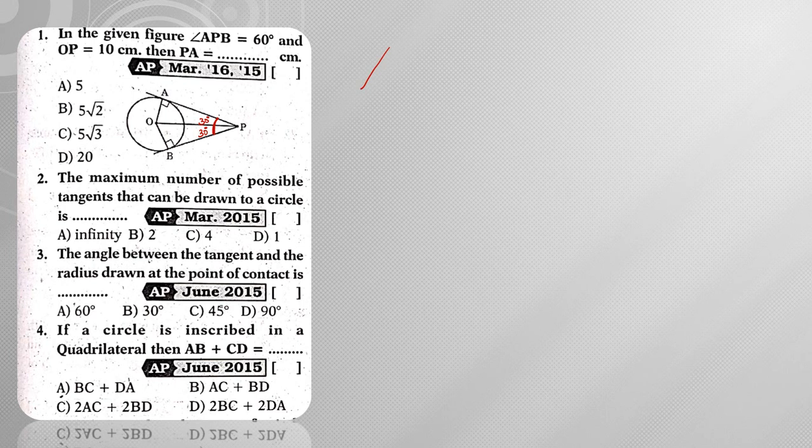Now reproducing the figure here, I'm drawing the figure again. So this is my right angle and this is OP and this is A. Here OP is nothing but the side opposite to the 90 degrees angle, hence we can call it the hypotenuse. So this is 10 centimeters and this particular angle is 30 degrees. Now I need to find the PA value. With respect to this 30 degrees angle, PA is the adjacent side and we know the hypotenuse.